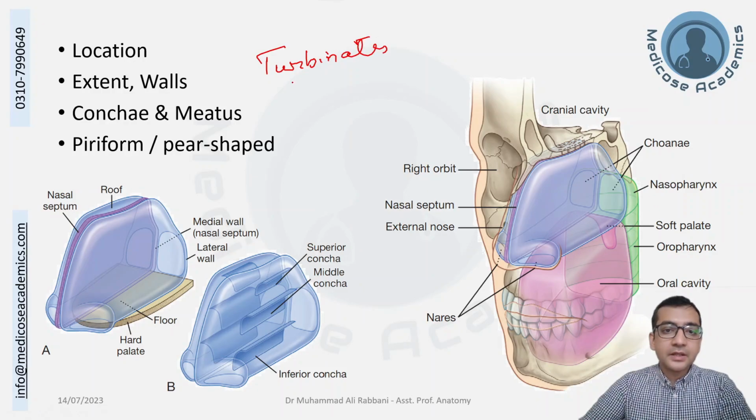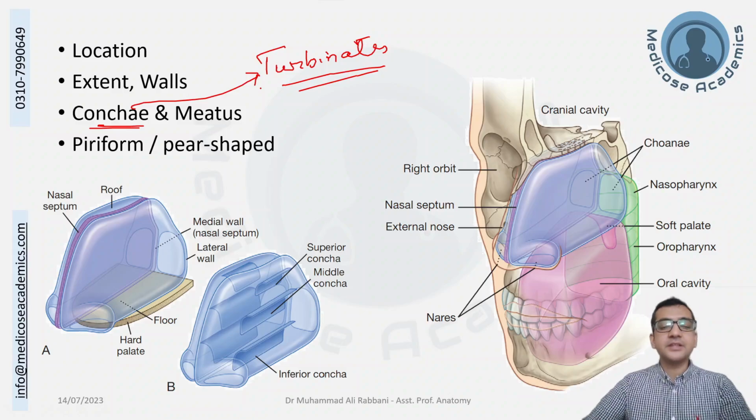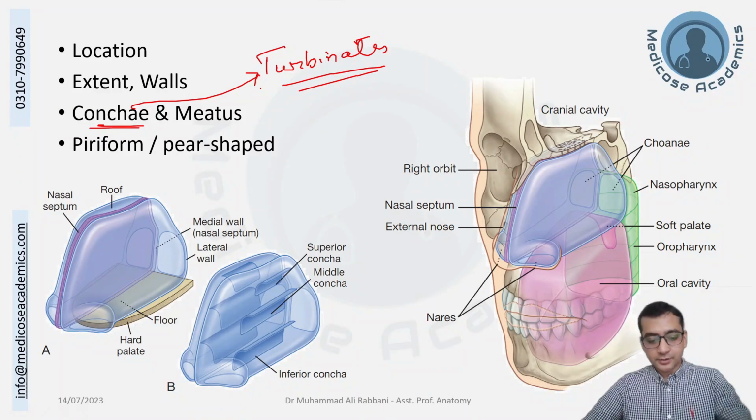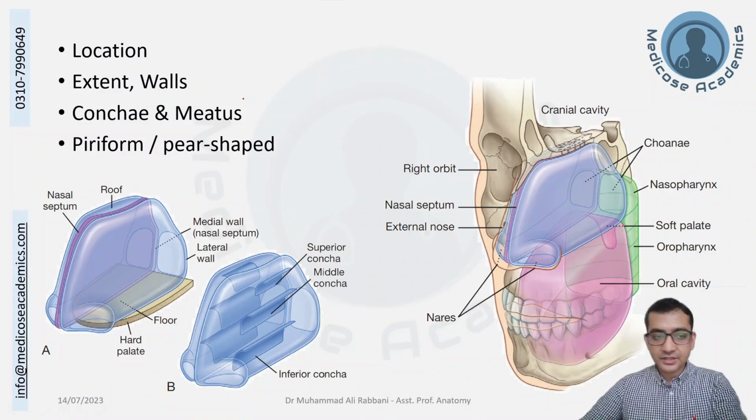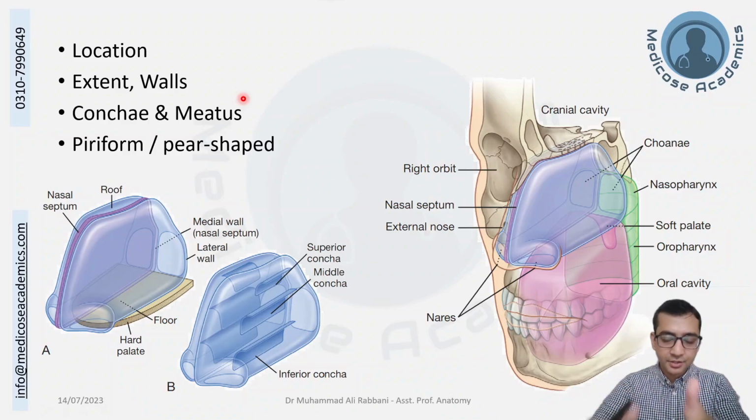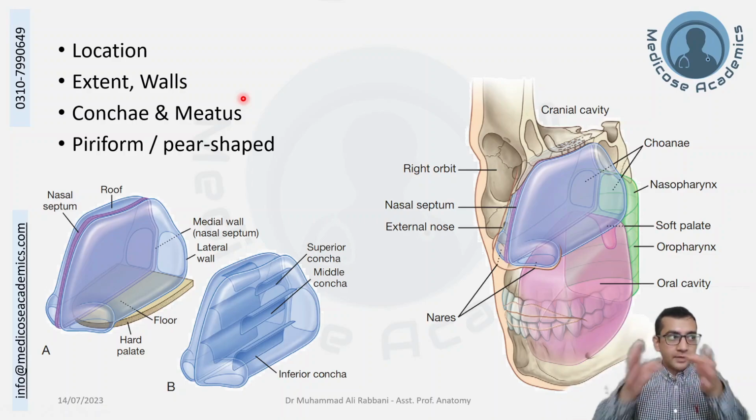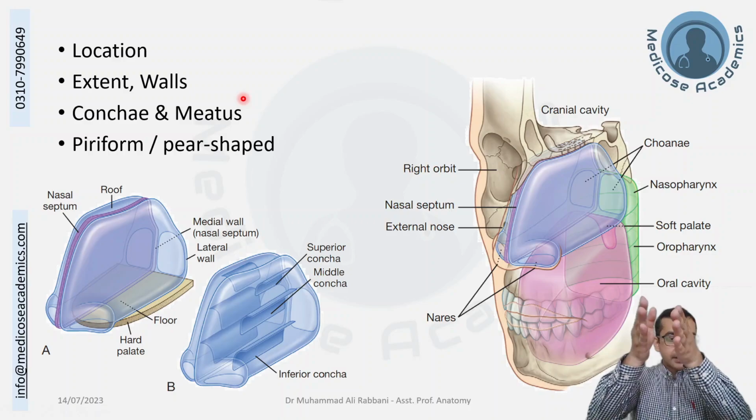Turbinates is an alternate word for concha, so you may find this terminology in the books also. Overall, the nasal cavity is piriform shaped, pear shaped. It has a base that is very wide and an apex that is narrow, and it's not a simple pyramid. It goes like this, like a pear.